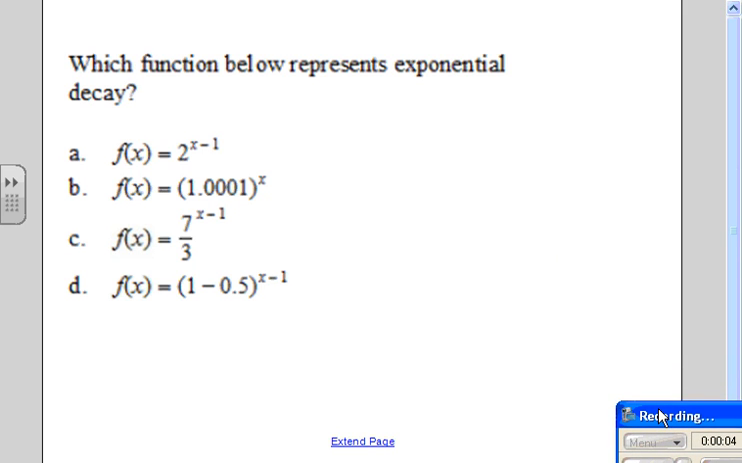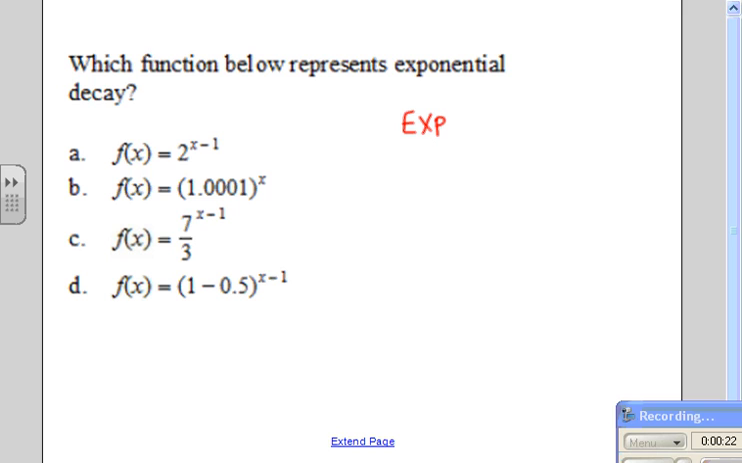Okay, here we have problem number 17 on the second algebra section. The question asks, which function below represents exponential decay? Here's the thing you need to know.